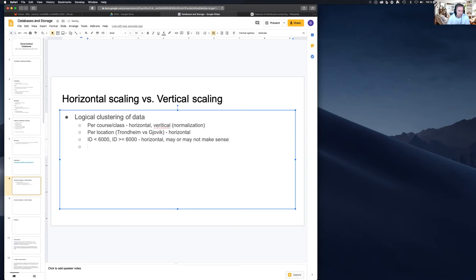So another example is by age, right? I can group our students by age. And it may or may not make sense also.